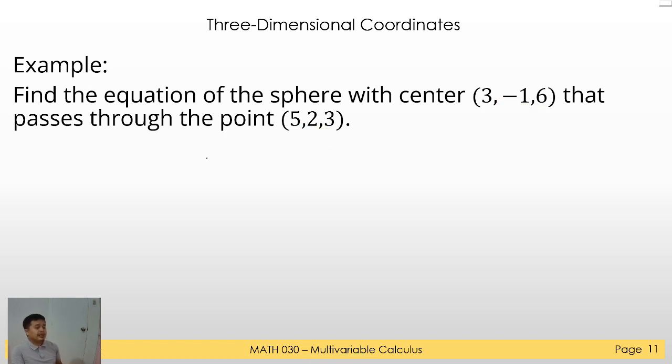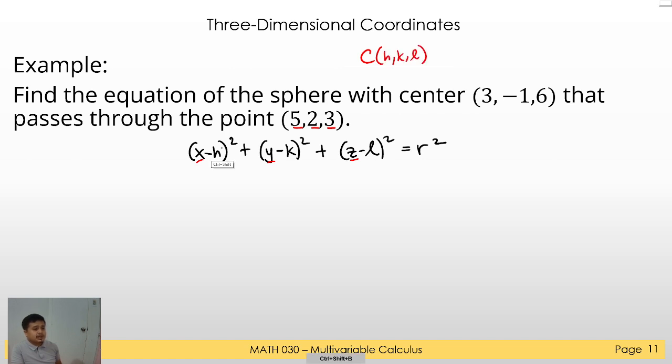If you would recall, we have the equation of a sphere, which is (x - h)² + (y - k)² + (z - l)² = r². So the x, y, and z are given, no? So this is actually your x, y, and z. The center is given, so we have h, k, l. The only thing that we do not know yet is the radius. So we want to solve for the radius first.